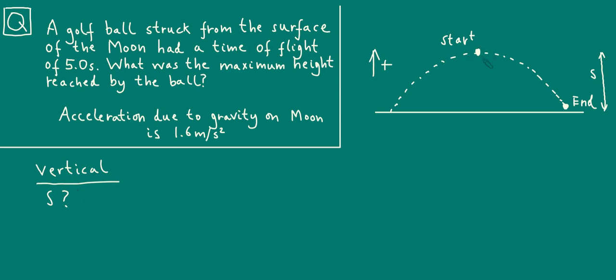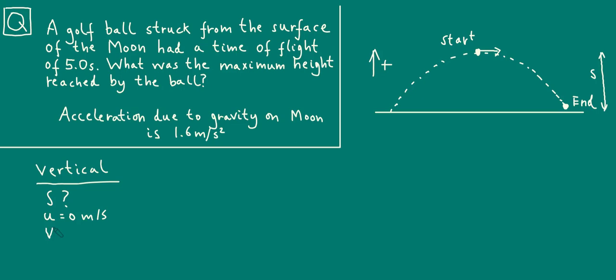If we're taking the start to be when the ball's at its maximum height, recall that at its maximum height the ball will be moving horizontally. And that means that the vertical component of its velocity will be 0. Right? So u, we can say, equals 0.